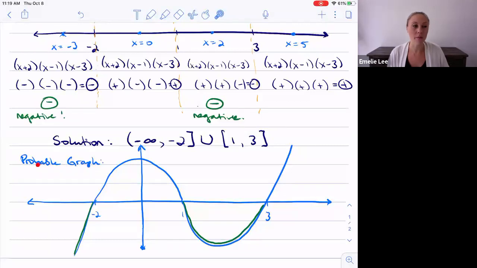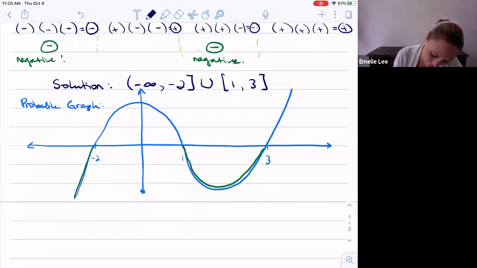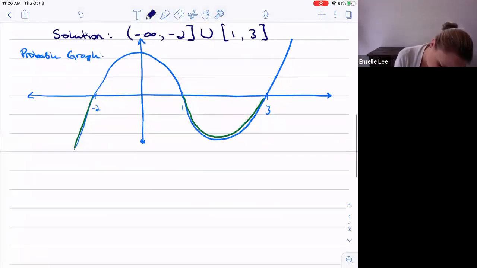I said this was a probable graph, right? Because what I know is I know it crosses the x-axis at the roots, and I know where it's negative and I know where it's positive. But what I want to show you today is using Desmos just to check your work, make sure that everything is as you expect it to be, right? And so I can't remember if I've introduced you guys to Desmos yet, but Desmos is just an app. So use Desmos to check.